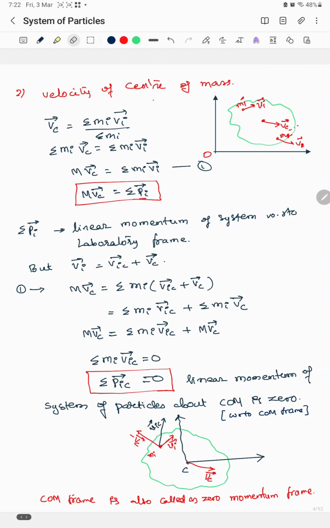Next, what about the velocity of center of mass? And this formula we know, Vc bar is equal to summation mi Vi bar by summation mi. That means this is a laboratory frame.